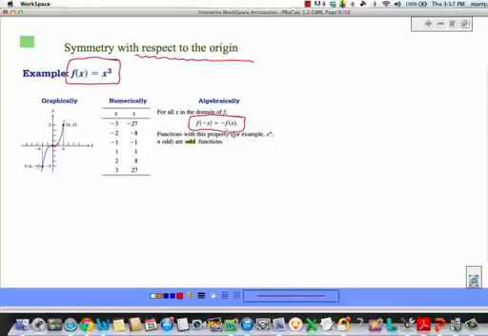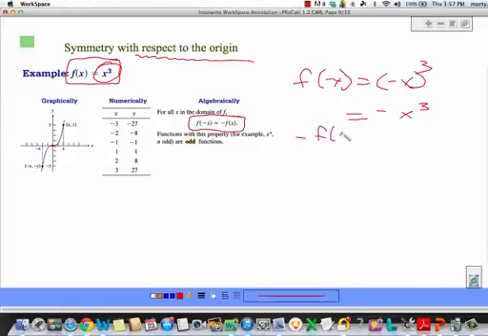When we have an odd function algebraically, and we change all of the x's to negatives, the function ends up being exactly the opposite. So I start with f of negative x. I put a negative in for that: negative x cubed. I cube a negative sign, I get a negative sign, and I get the opposite of x cubed. What did I really end up with? I ended up with the opposite of the original function. The original function was x cubed, and I ended up with the opposite of it. That's how we algebraically show that something is an odd function.